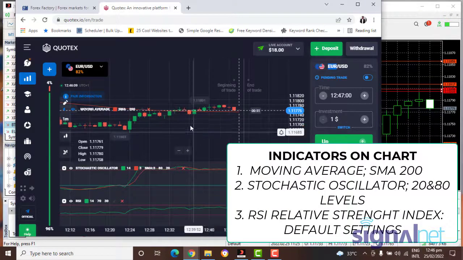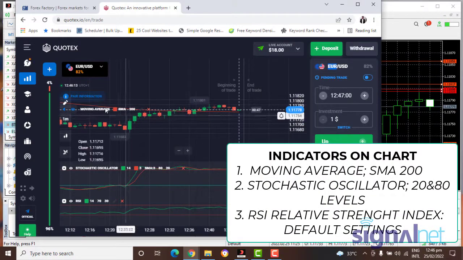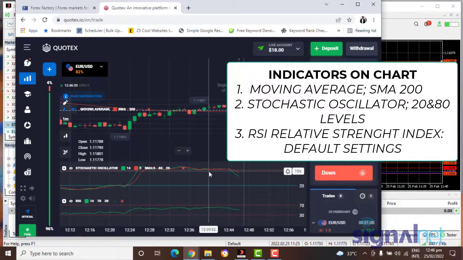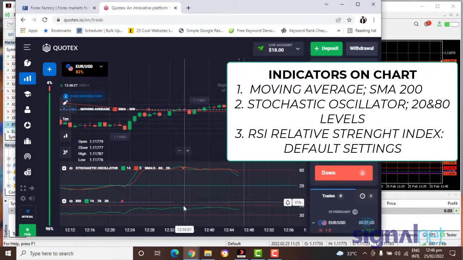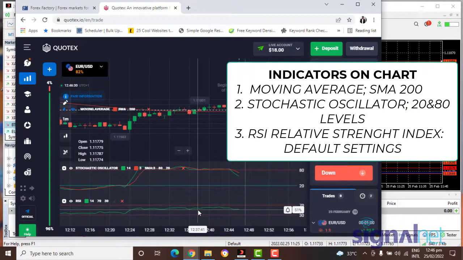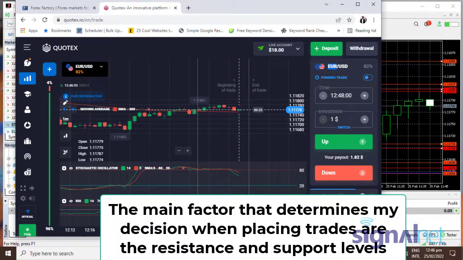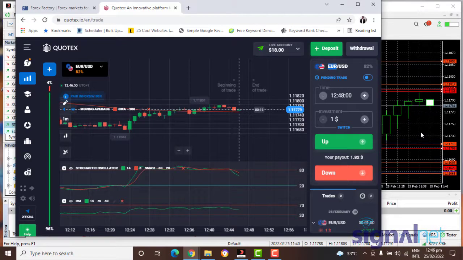On this chart, I have SMA 200, the moving average 200. I have the stochastic oscillator with the 80 level and 20 level, then RSI with the 70 and 30 levels. Although the main thing that determines my decision for taking a trade is actually the support and resistance levels on the 5-minute chart. That's the strongest factor affecting my taking a trade, although price action also comes into play.